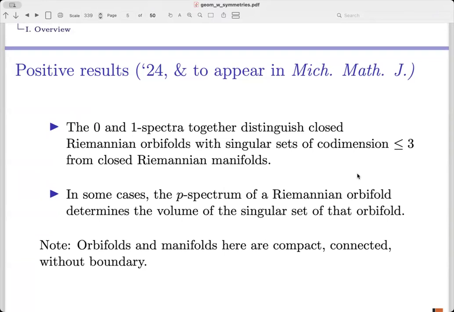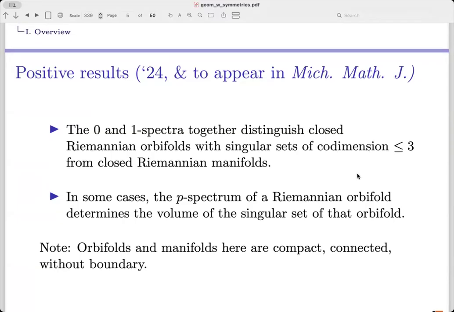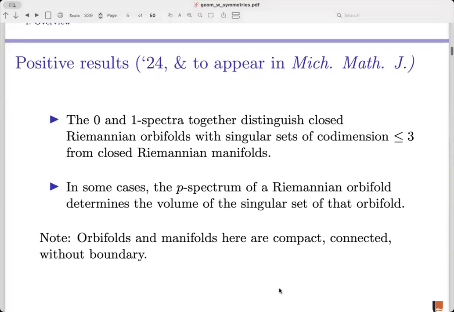That's really the big question in the spectral geometry of orbifolds, in my opinion: can you hear the singular set? Can you detect it? That question is open with just the Laplace spectrum. It's not known whether or not a manifold and a singular orbifold can be Laplace isospectral. But we got some results here by putting together a couple of spectra.